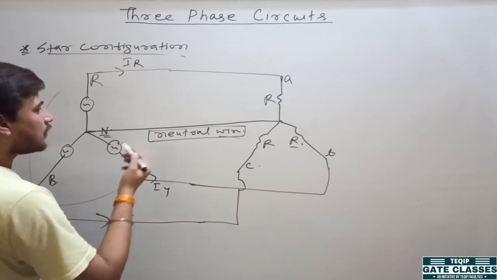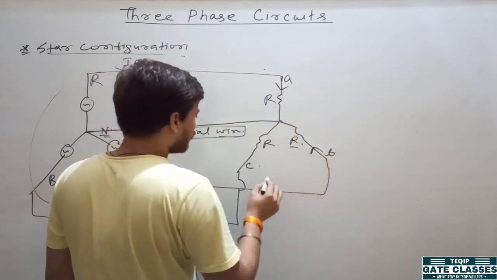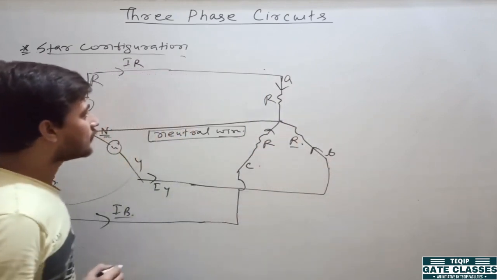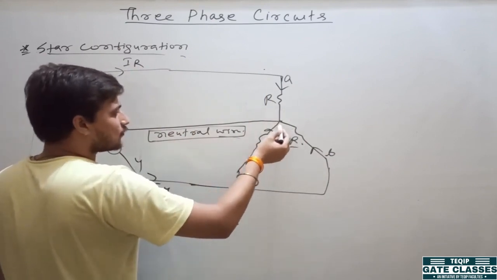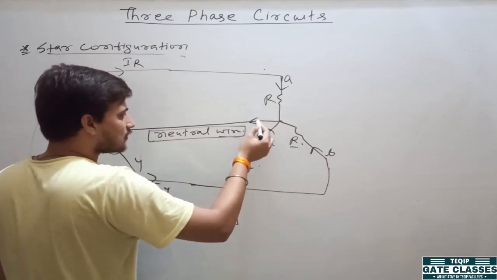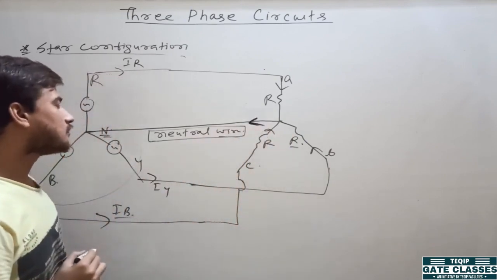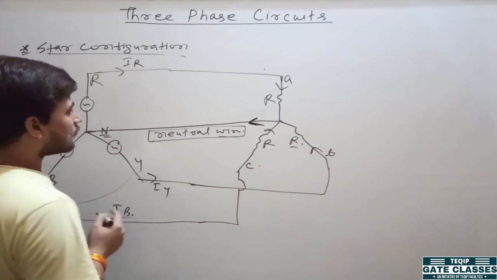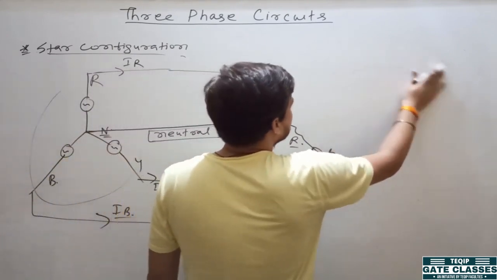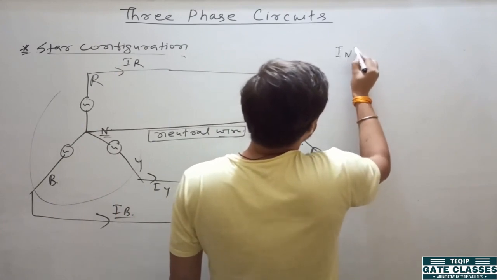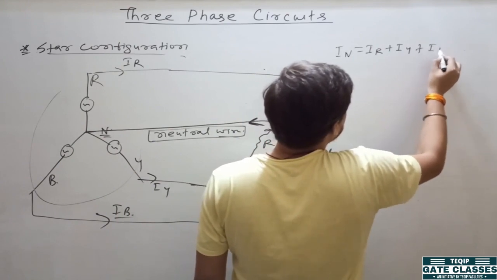So what is the meaning of neutral current? Here IR is entering, IY is entering, IB is entering. Now what do you see? When these three currents are entering at this node, what will happen? The sum of these currents will return through this neutral. So does the neutral carry any current? Let us see. The neutral current should be equal to IR plus IY plus IB.